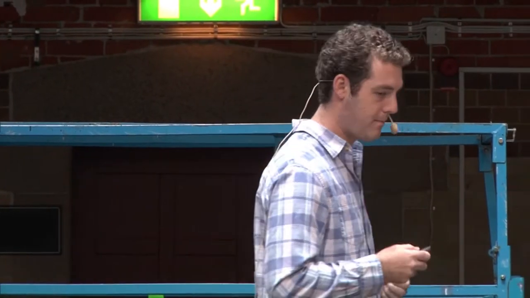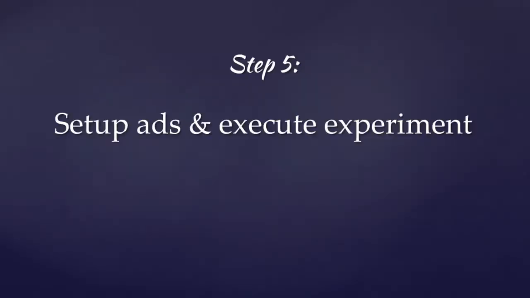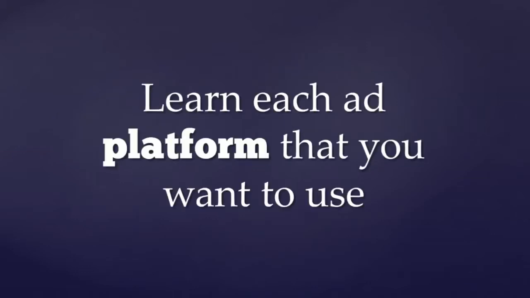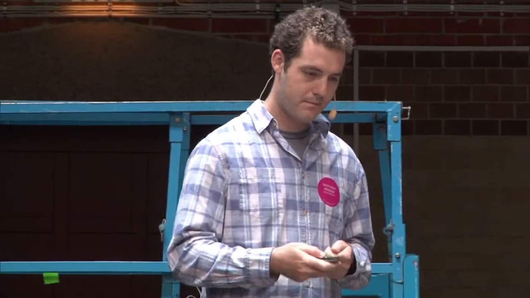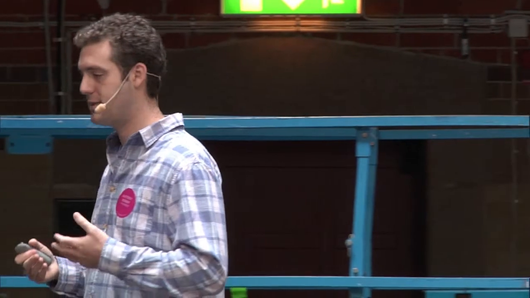So step 5, set up your ads and execute the experiment. Okay? So you need to learn each ad platform that you want to use. I listed Facebook and Google and the others. They're all very different in terms of what ad formats they require, image sizes, for example, what they offer you, targeting criteria. So you just need to go in there and just learn them. They are pretty straightforward.